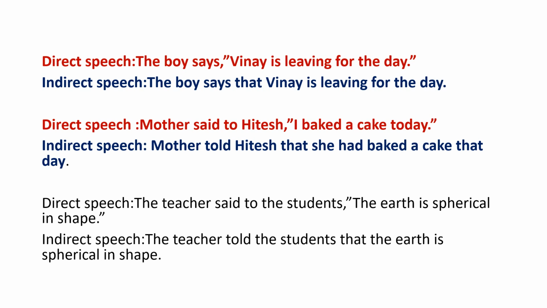Next, the teacher said to the students, "The earth is spherical in shape." The answer is, the teacher told the students that the earth is spherical in shape. This sentence is again a universal truth, so it undergoes no change in tenses.